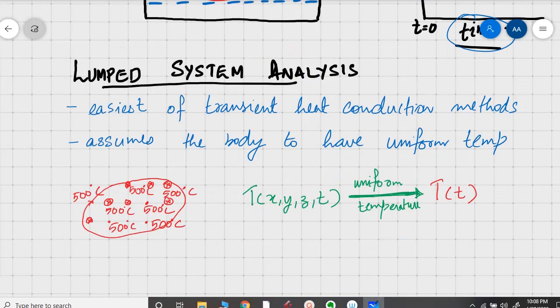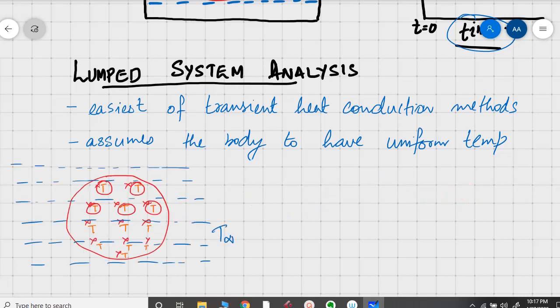The easiest of all transient heat conduction methods, and the only one that we have to learn, is the lumped system analysis. This method assumes the body to have a uniform temperature distribution. Continuing from our example, let a hot piece of iron be immersed in a fluid at temperature T infinity. If I assume this hot piece of iron to be at uniform temperature at all instances of time, I mean to say that at any one point of time, the temperature distribution shall be the same throughout. The temperature at this point shall be T, at any other point shall be T, be it on the inside of the body or on the outer surface of the body. At all points, the temperature shall be the same value, say T.